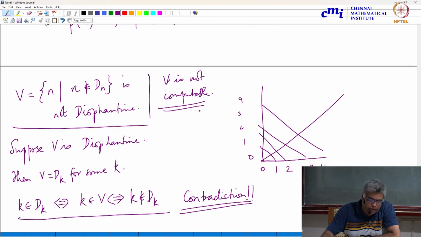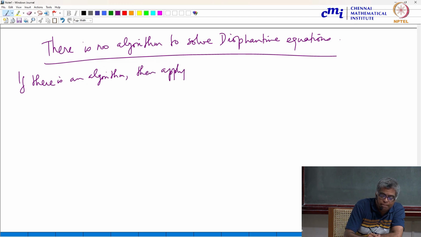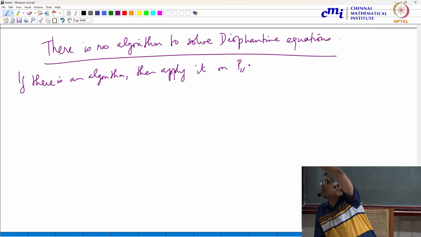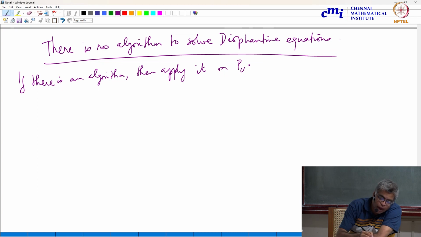Okay, so final step. Sorry for going over time. If there is an algorithm, what is PU? Remember I said that U is Diophantine, the universal set. So if it's Diophantine, there should be a polynomial, and PU is that particular polynomial. In fact, you can actually sit and figure out the exact polynomial for that. Apply it on PU.